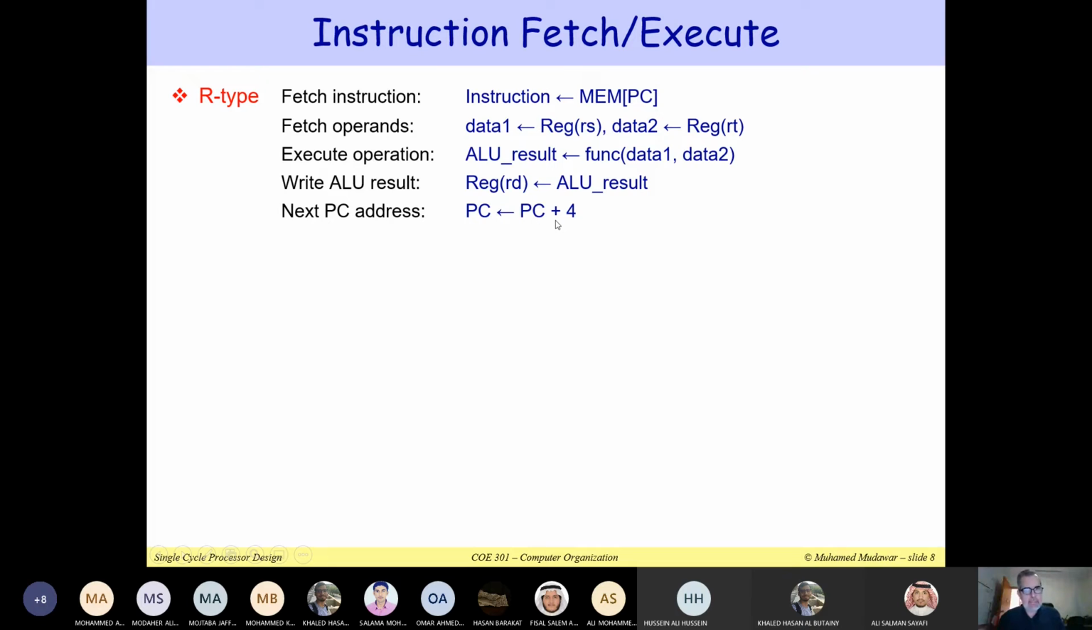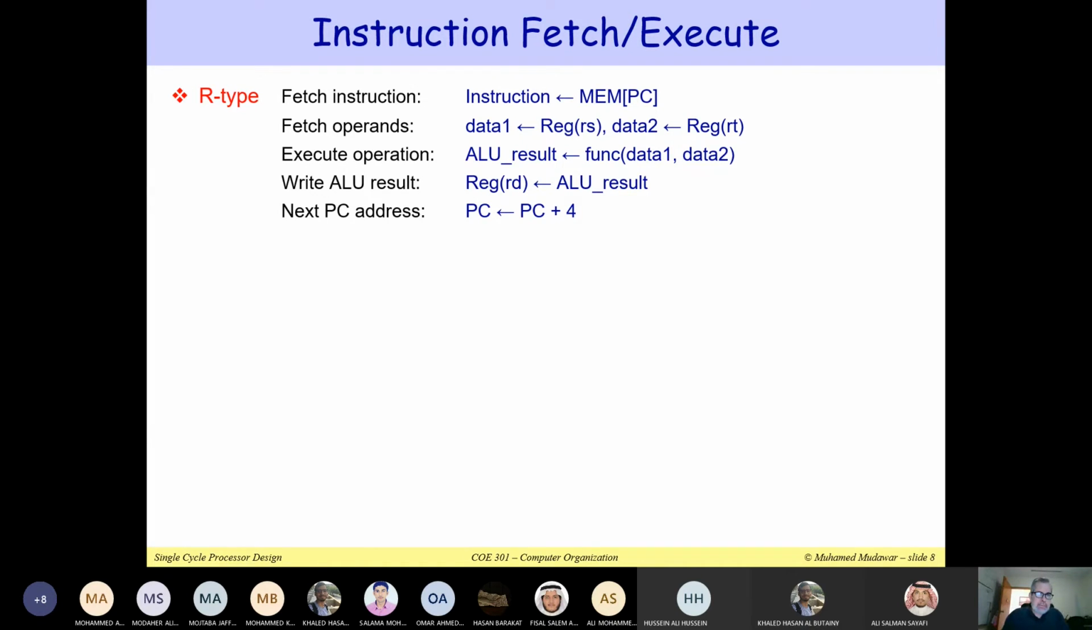And there is a fifth step here, which is PC equals PC plus 4, but we don't really have to execute this fifth step sequentially because it does not depend on the previous 4 steps. Well, it depends, of course, on the first step, because we have to fetch before we can actually increment the PC.